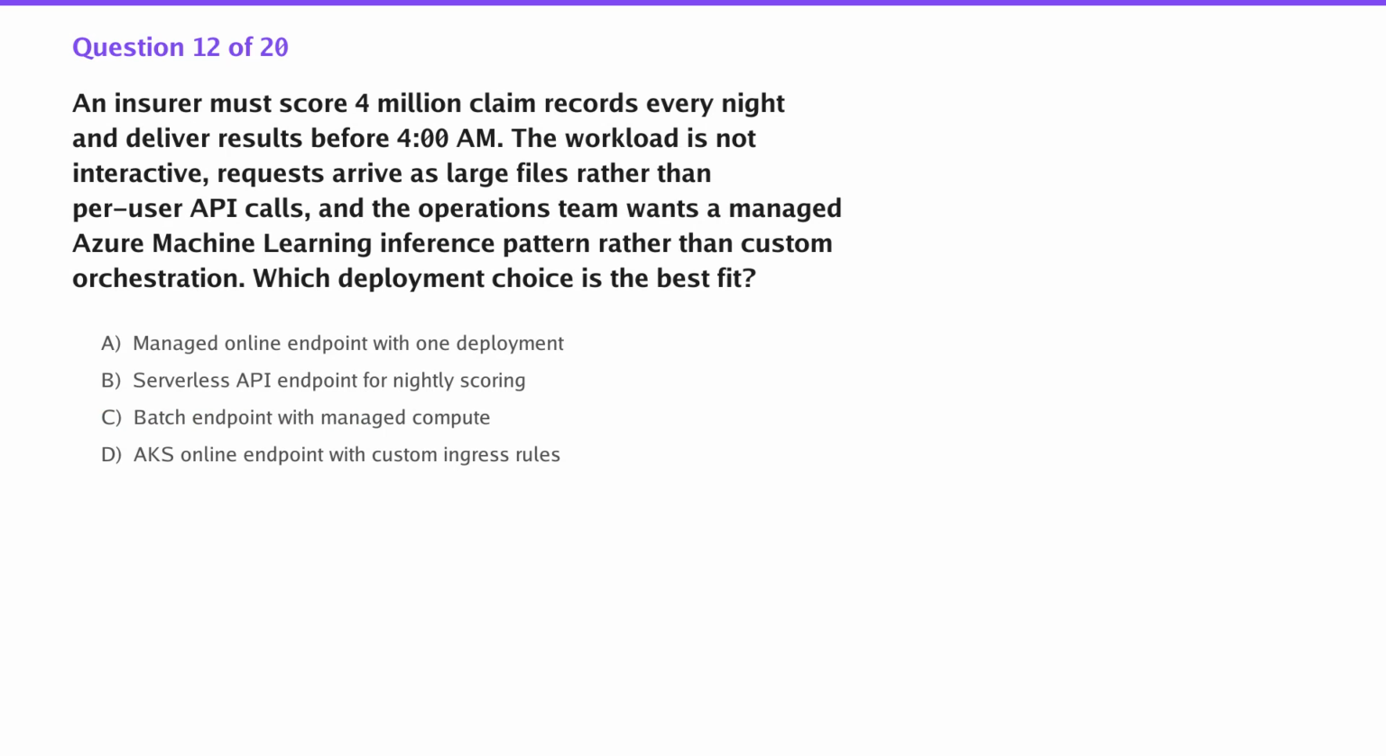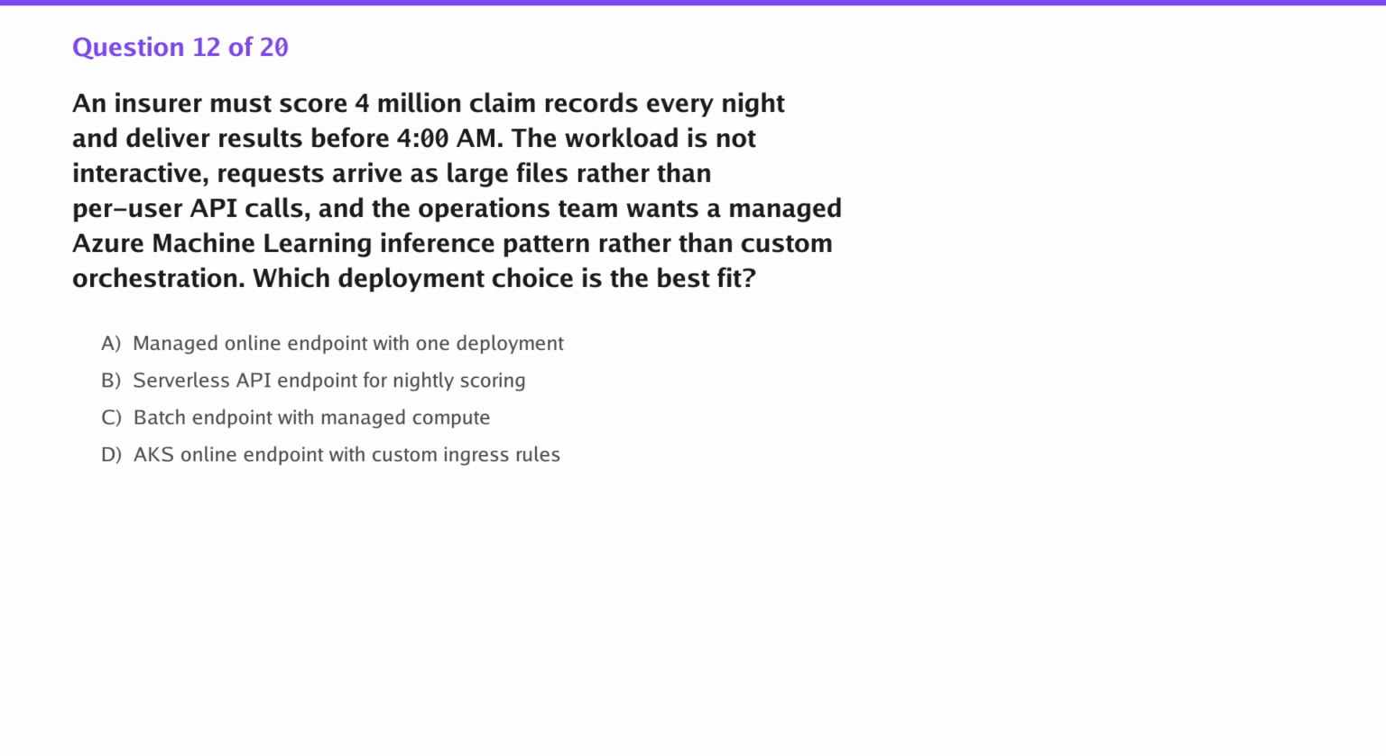An insurer must score 4 million claim records every night and deliver results before 4 a.m. The workload is not interactive, requests arrive as large files rather than per-user API calls, and the operations team wants a managed Azure Machine Learning inference pattern rather than custom orchestration. Which deployment choice is the best fit?